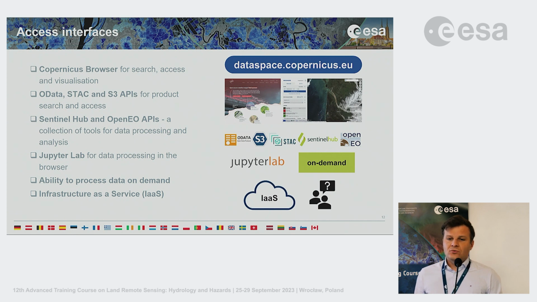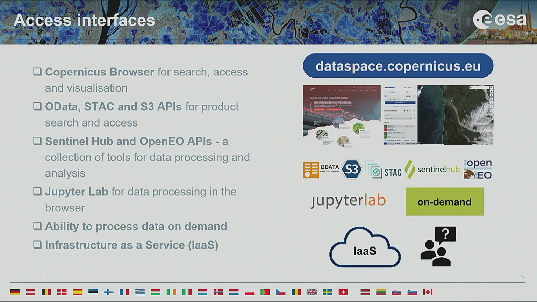But you have also, if you want to do some bulk processing, and if you program your algorithms, of course you should use a different strategy through the APIs. And here I speak about only the OData, STAC and S3 APIs, where you can search and access the data in an automatic way, and you can query the catalog in various ways with many attributes. I will show you in the next slide. But you can have also the APIs from Sentinel Hub and openEO. I will give you more details about it in a second.